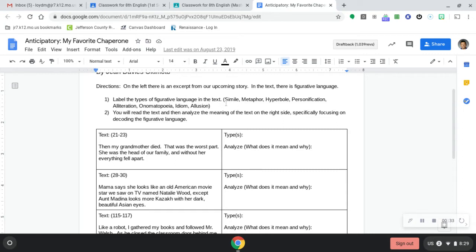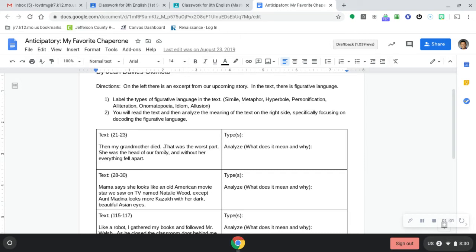I don't expect for you to fully grasp those just yet, but we're still going to give it a whirl and see how close we are. You will read the text and then analyze the meaning of the text on the right side, specifically focusing on decoding the figurative language. So, in the first example: "Then my grandmother died. That was the worst part. She was the head of our family, and without her, everything fell apart."